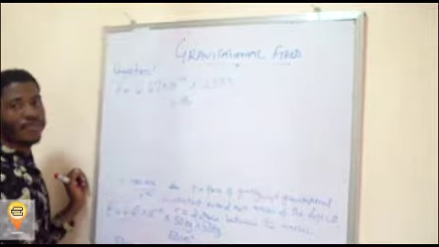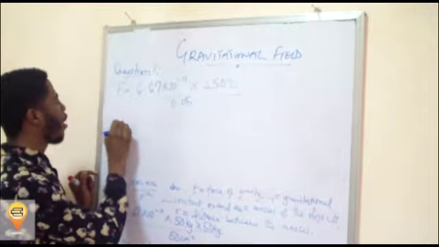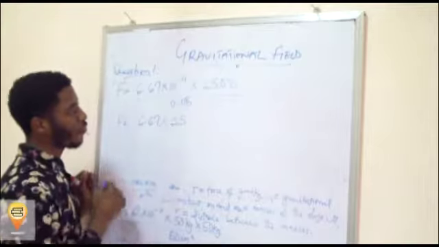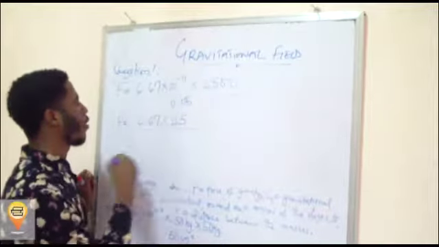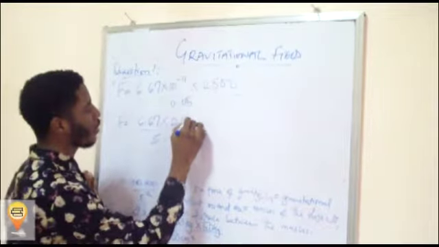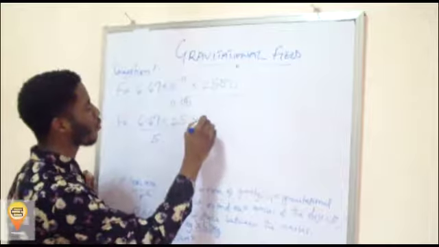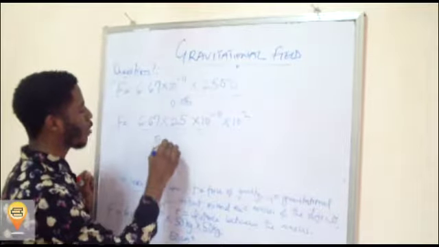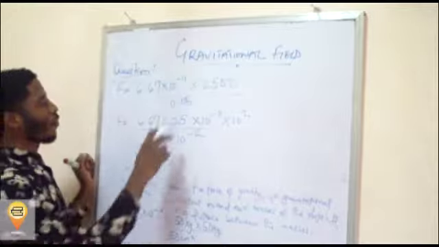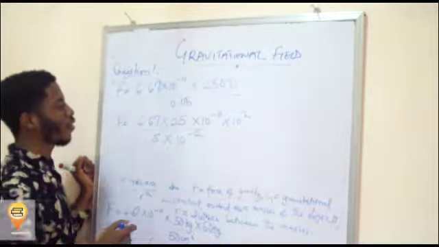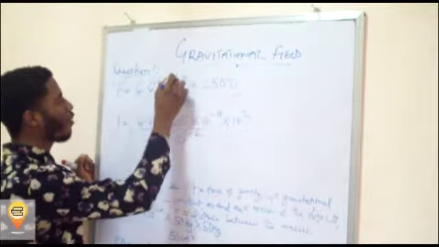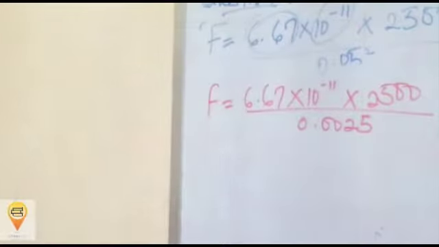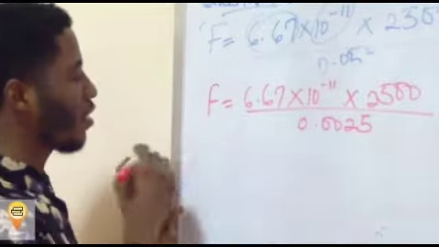Now let us rewrite this. If you are writing this, F is equal to 6.67 multiplied by 25 all over 5, then multiplied by 10 raised to the power minus 11, multiplied by 10 raised to the power 2, then multiplied by 10 raised to the power minus 2. Now how did I get this? We have 6.67. We have 10 raised to the power minus 11. We have 25 here. Alright, so this can be rewritten as this.